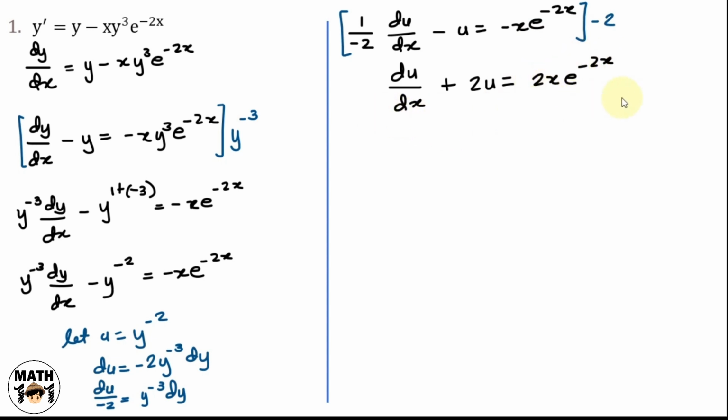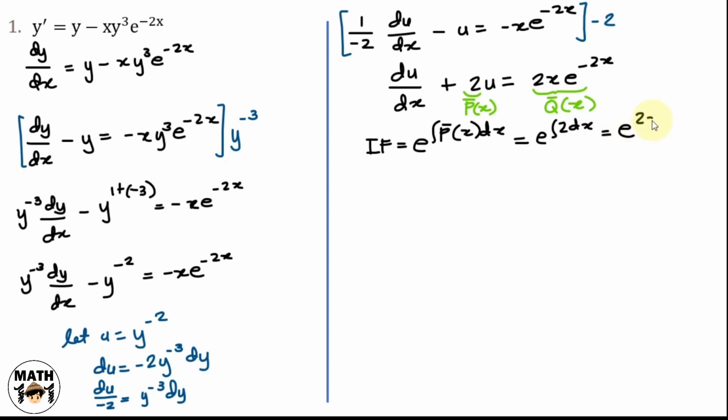You can see na na-reduce na natin yung Bernoulli differential equation into a linear differential equation wherein yung ating p as a function of x, that is 2. Lagyan natin ng bar kasi Bernoulli differential equation na to. And yung ating q as a function of x is yung nasa right side. Solving this, we need the integrating factor that is just equal to e raised to the integral of this term. Sub lang natin 2 for the value of p bar of x. And simplifying this, we'll get e raised to 2x.